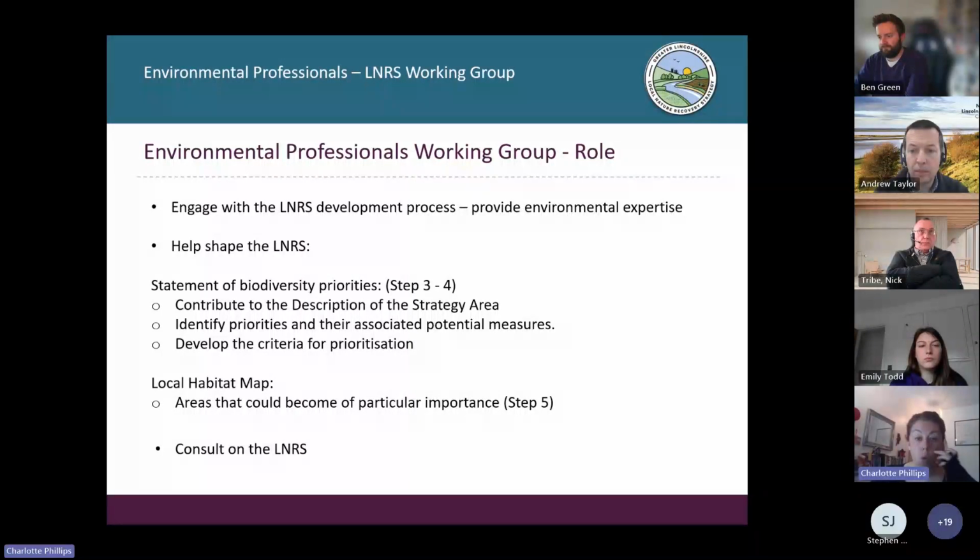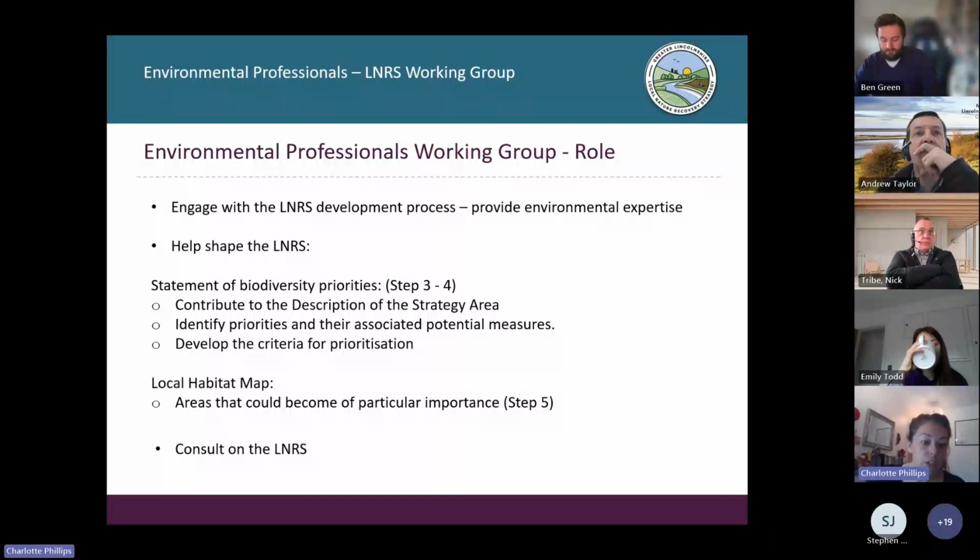Although we're having this wide engagement and lots of different groups, it's very important that environmental professionals are very much involved in this so that we are making a plan, making a strategy that's ecologically possible and sits in line with what everybody else is doing. So we're really looking at those steps 3 to 4 at the moment.